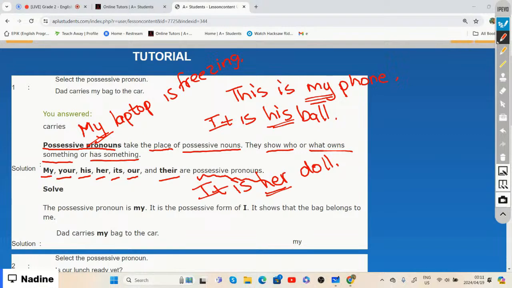So basically, these show possession, and it not just shows possession of a noun, but of a pronoun. So instead of saying the names of the people, we're using the pronouns. And remember, the pronoun takes the place of a noun.